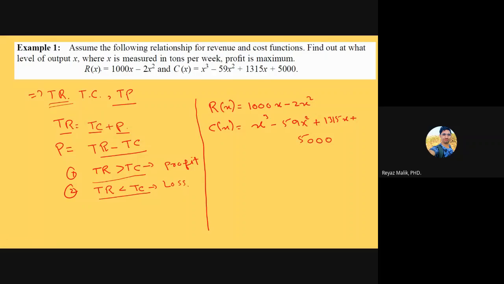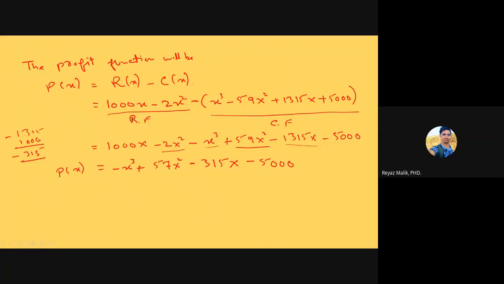We have the total revenue function here and the total cost function here. Correct? Both things are with us. That's not the problem. After we subtracted the cost function from the revenue function, we got this. This is our final equation for profit. Fine. After this, now we need to solve this.